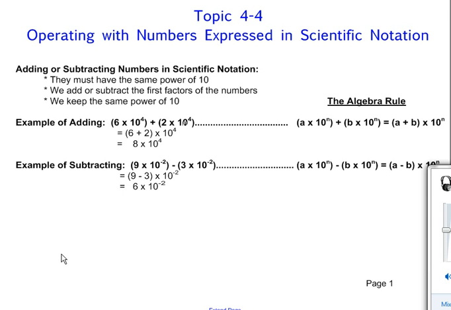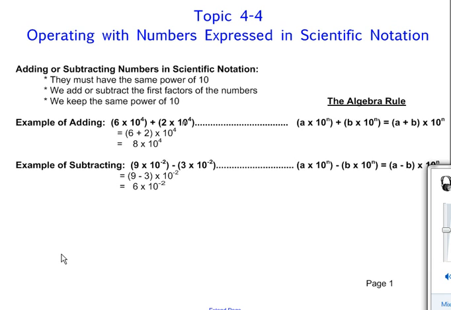Today we're going to review topic 4-4, operating with numbers expressed in scientific notation. First, we need to know a couple of things. Adding and subtracting numbers in scientific notation means they must have the same power of 10. Also, we add or subtract the first factors of the numbers, and we keep the same power of 10.